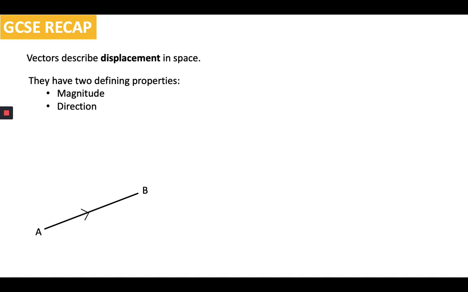A vector has to have a magnitude and a direction. Now that magnitude can be zero. You can get zero vectors, but both of these things have to be there, magnitude and direction. Now, we can think of magnitude as length. That's how we represent magnitude in our diagrams of vectors. It's the length of that vector, which is the magnitude.